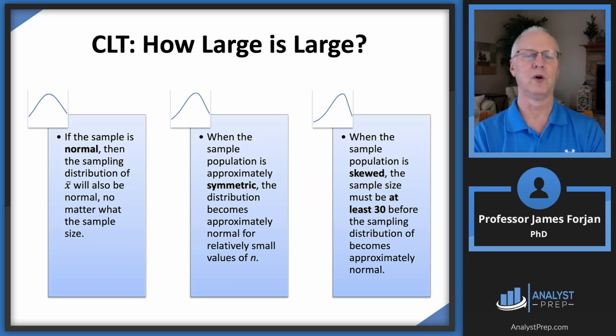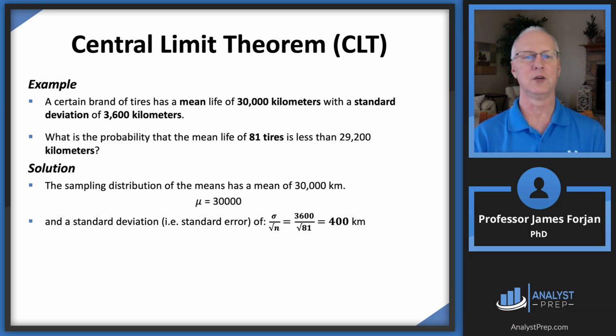Here's a kind of summary of what I've been saying. If the population is normal, then the sampling distribution of the X bars will also be normal. However, when the population is approximately symmetric, then it's going to be approximately normal. I'm always leery when I hear that term, approximately something or nearly something, but in statistics, it really holds true. It's approximately normal for small values. But if you add skewness to this, then you have to get up to that traditional number of n being 30 before it becomes approximately normal.